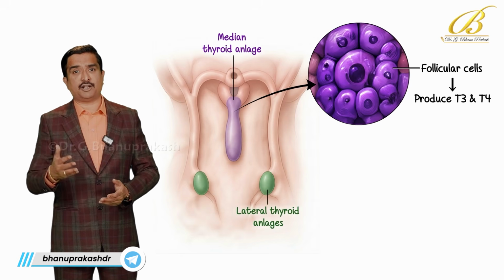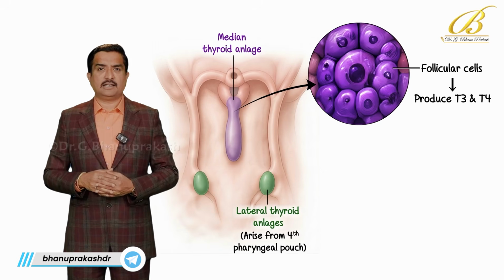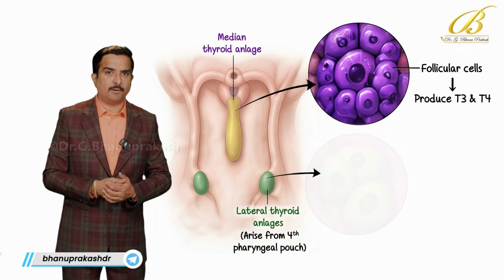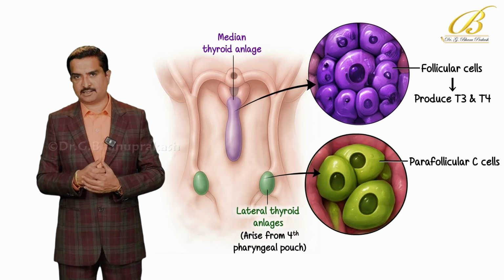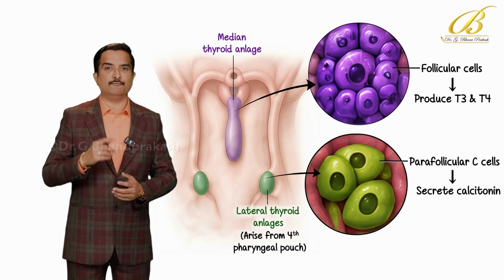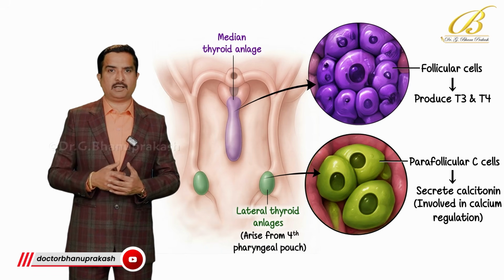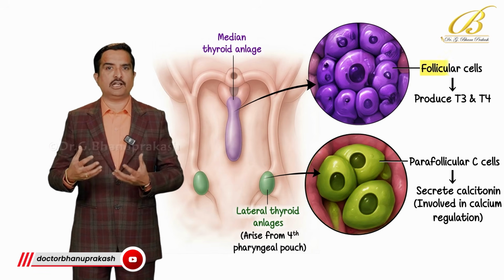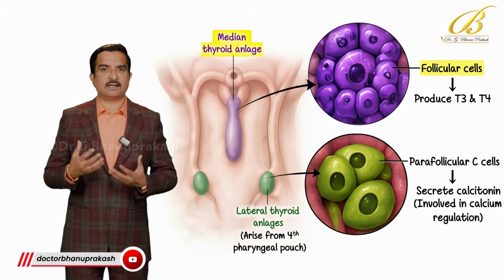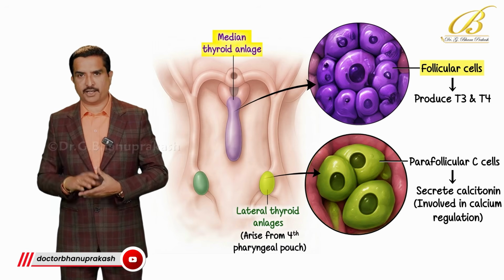Next, the lateral thyroid anlagen come from the fourth pharyngeal pouch. These eventually fuse with the median anlage and they form the parafollicular C cells. So these are the cells that secrete calcitonin, which is involved in calcium regulation. So to summarize this particular part, we can say that follicular cells come from the median anlage and C cells come from the lateral anlage or ultimobranchial body.